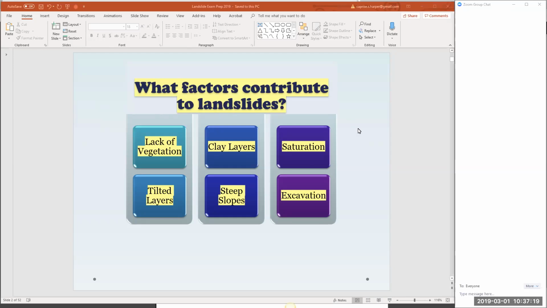Anyway, so factors that contribute to landslides. I haven't posted the landslide reading quiz feedback yet, but this slide is there as well. I'm working on catching up.